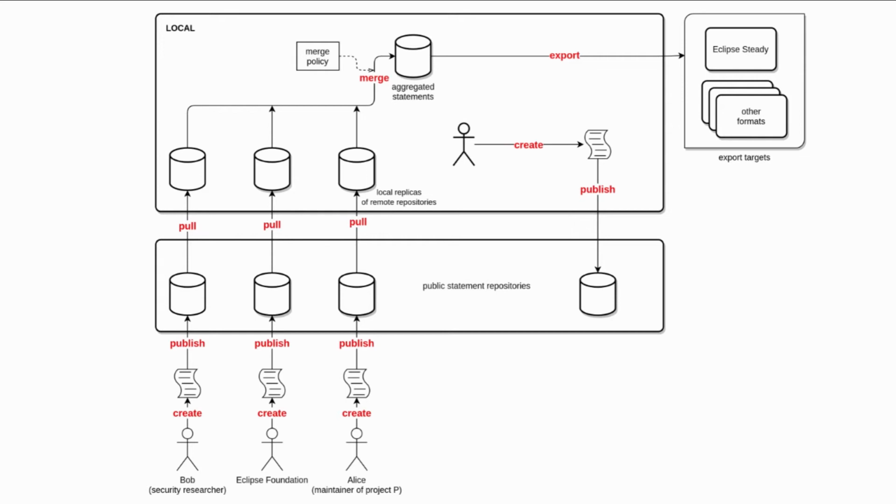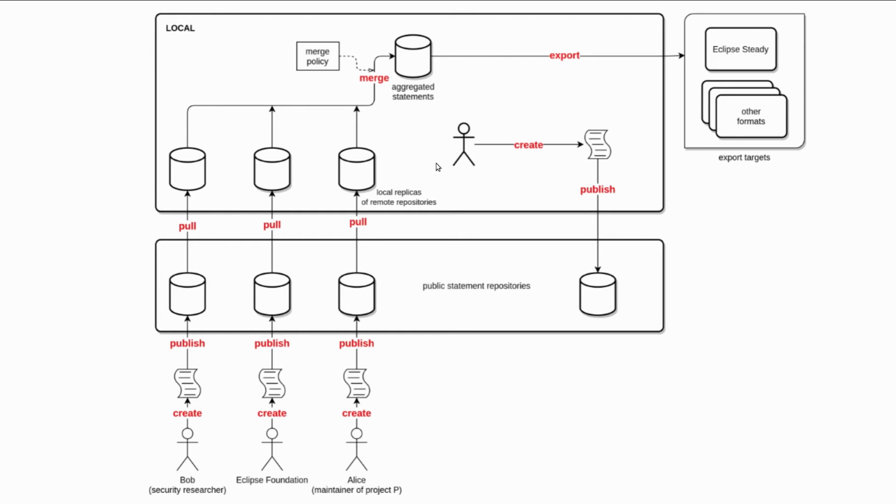At the bottom of the slide, I reported the three types of publishers, of issuers of statements I mentioned. So an individual security researcher, a foundation like the Eclipse Foundation, or Alice, maintainer of a given project. They would all publish statements stored in Git repositories that they control.